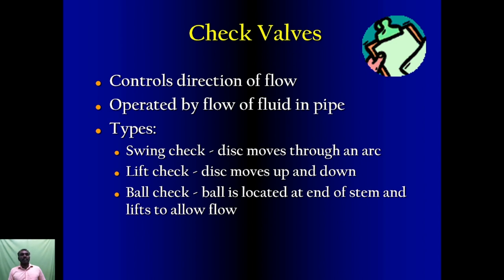We have first one is swing check. If the disc moves through an arc, it means the check is a swing check. If the disc moves up and down, it means the check is a lift check. If ball is located at the end of stem and lifts to allow flow, it means it is a ball check. We have three types of check.